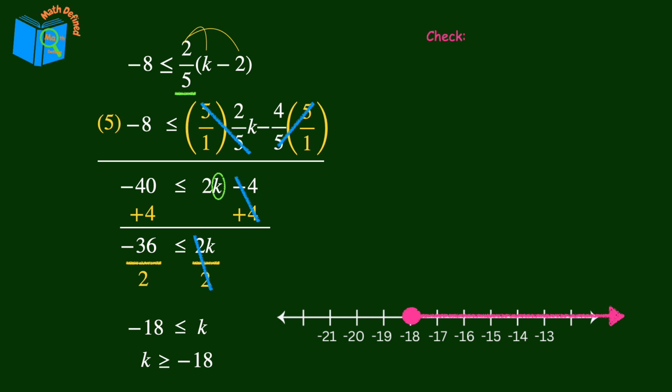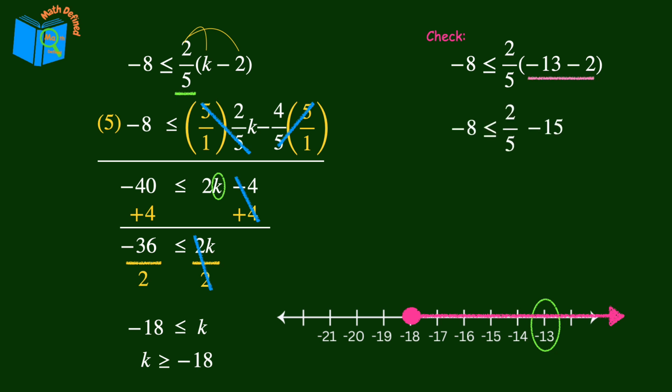Let's check it. I'm going to choose negative 13 to replace back into the original inequality. You'll see why in a moment. Simplifying on the right side, negative 13 minus 2 is negative 15. We'll convert this into the fraction negative 15 over 1. Positive 2/5 times negative 15 over 1 is negative 30 over 5, which can be simplified to negative 6. Is negative 8 less than negative 6? Yes.